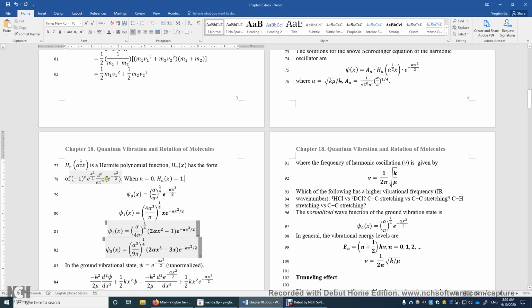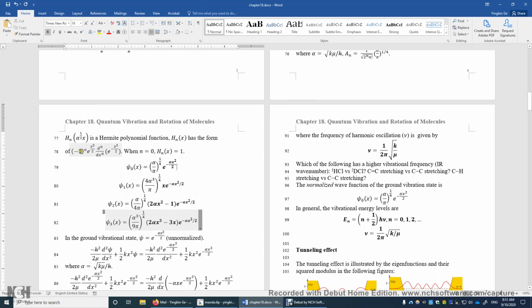Well, in that case, you need to evaluate the first derivative of this. It's going to be just simply negative x times this Gaussian function. And then negative 1 to the power of 1 is negative 1. You have two negative signs, one here, and they cancel. And this cancels with the Gaussian function. So in the end, it's going to be x when n is 1. So you see x here when n is 1.